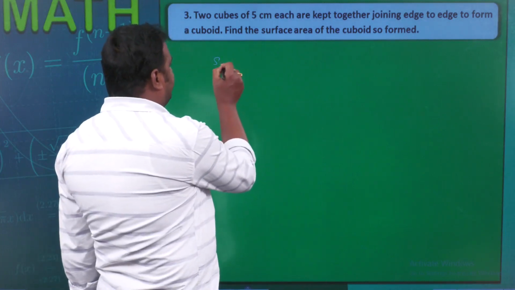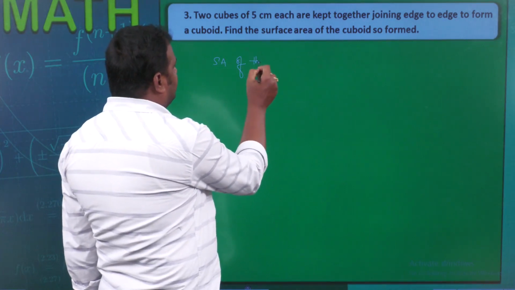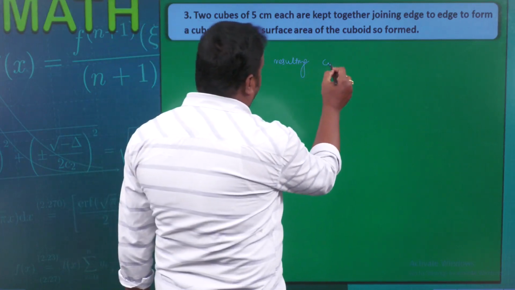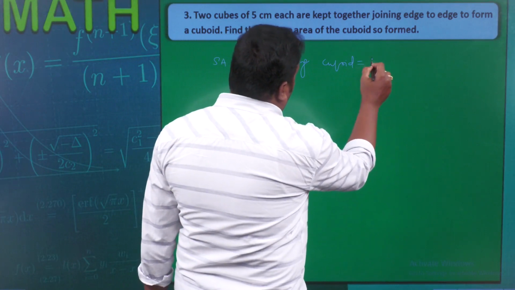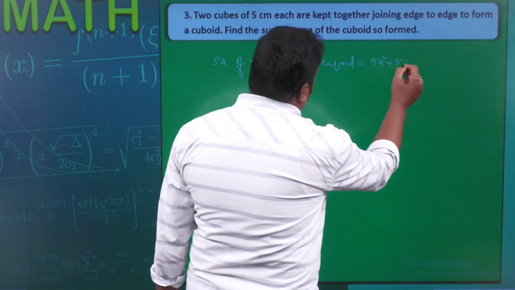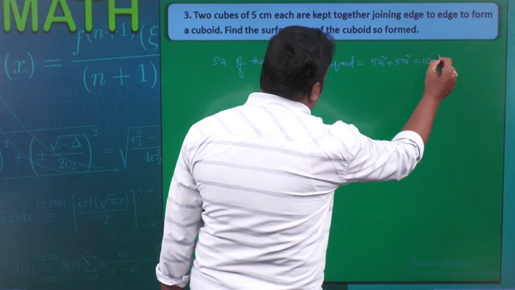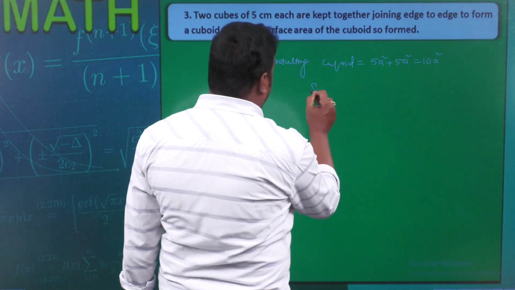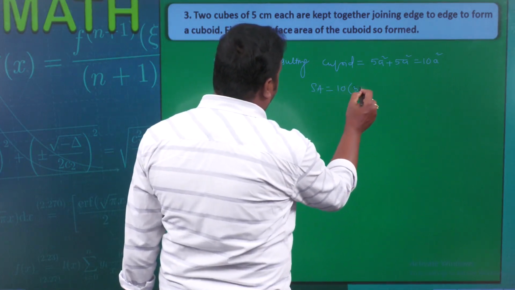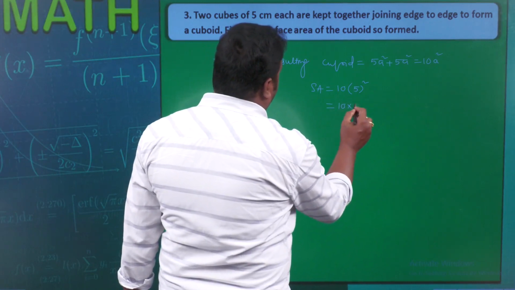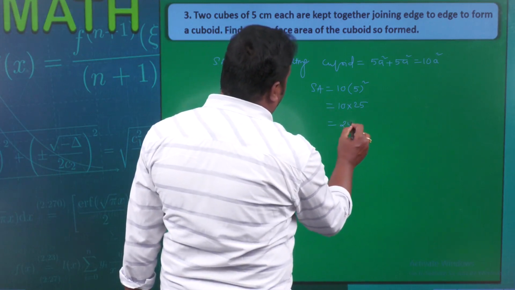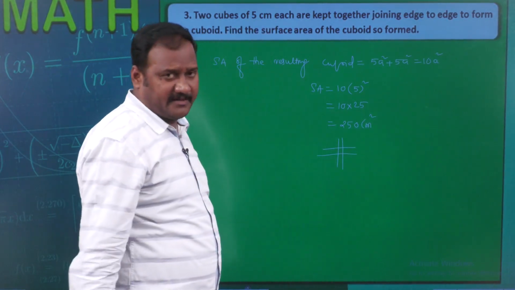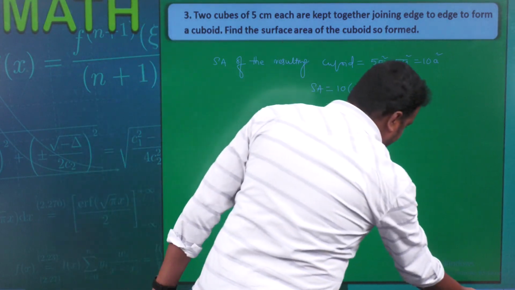So the surface area of the resulting solid, the resulting cuboid, is going to be 5a square plus 5a square, which is 10a square, right? Where a is equal to 5 centimeters because the edge is equal to 5, so the surface area is equal to 10 into 5 square. 5 square is equal to 25. So 25 into 10 is equal to 250 centimeter square, the resulting surface area of the cuboid. Coming to the next problem.